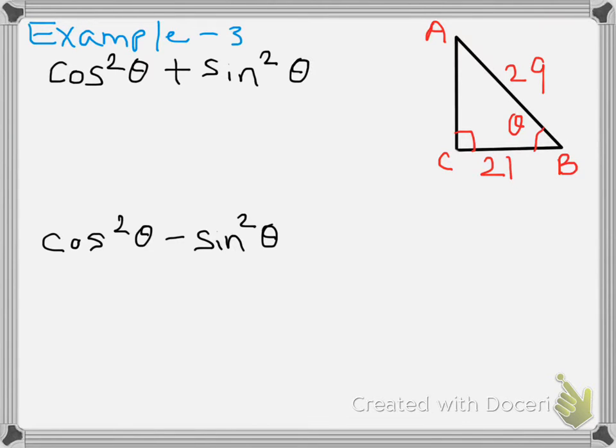Okay, so let's continue with example number 3. Example number 3 in the textbook says there is a right angle triangle ACB, and in that you have AB, which is given as 29, and BC is 21. And the acute angle is angle B, which I have named here as angle theta. They are asking you to find cos square theta plus sine square theta, and cos square theta minus sine square theta. How can we solve this problem? So we need to find cos and sine theta first in order to solve this equation.